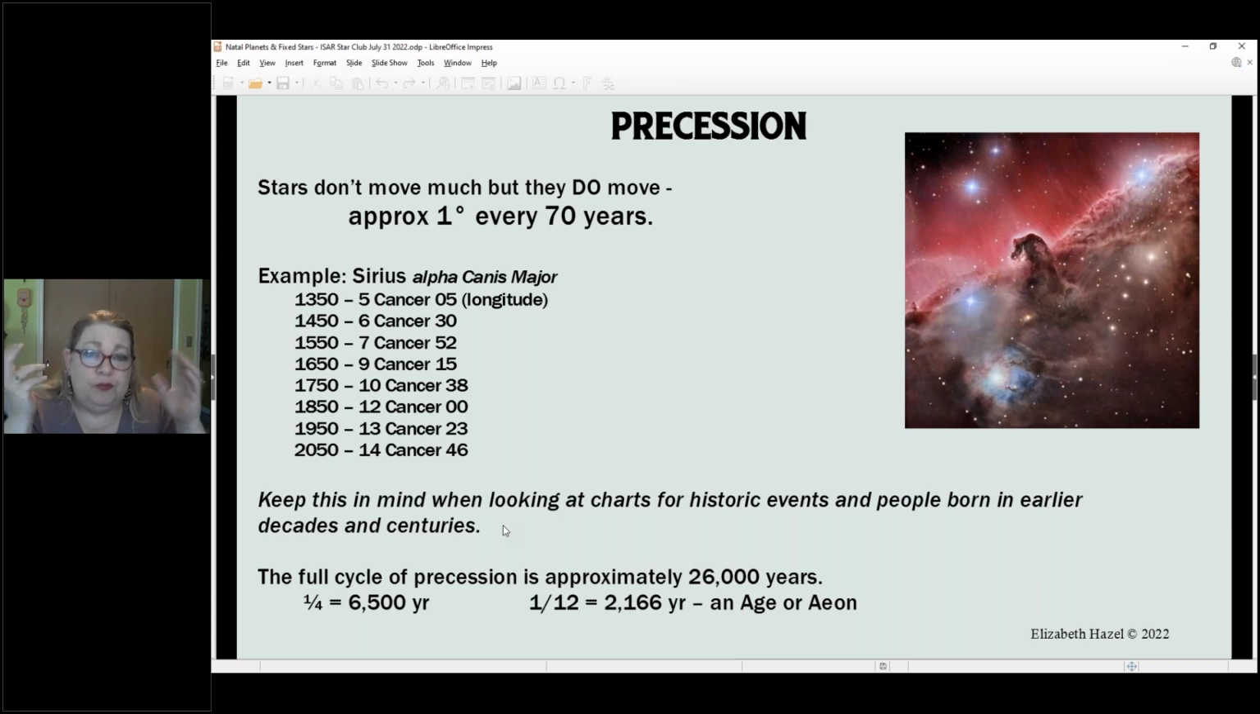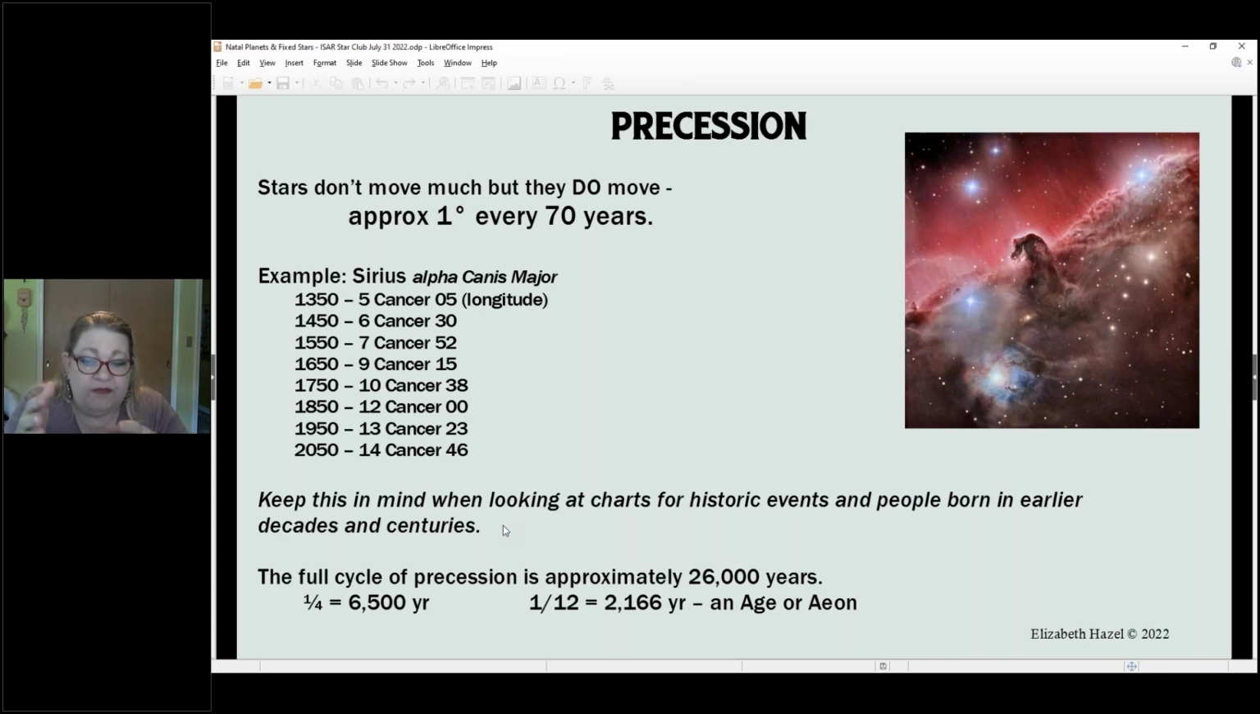So the full precession cycle, the amount of time it takes Earth's apparent motion with the stars to go through a full cycle through all 12 zodiacal signs, is 26,000 years. So if you quarter that, it's 6,500 years.